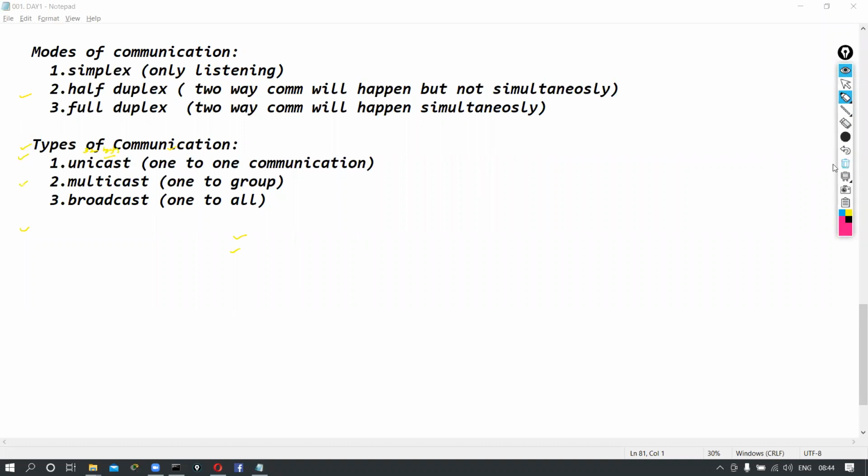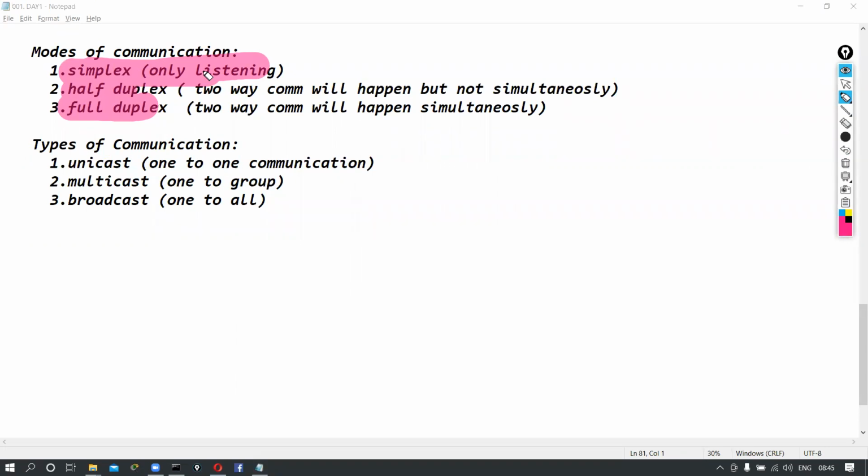Now the modes of communication: simplex, half duplex, and full duplex. Simplex means only listening. See, via the remote, whatever button I press, the TV will listen. Correct now? Will any commands come from the TV to the remote? No, right? That means the remote is telling the TV to listen. This is an example of simplex, only for listening. They can't give a reply.